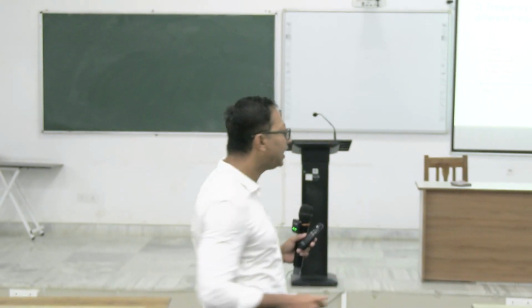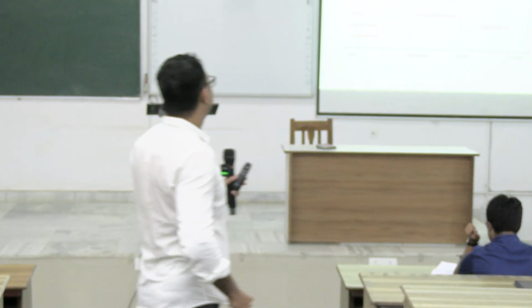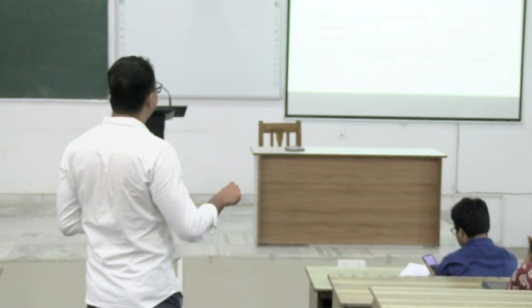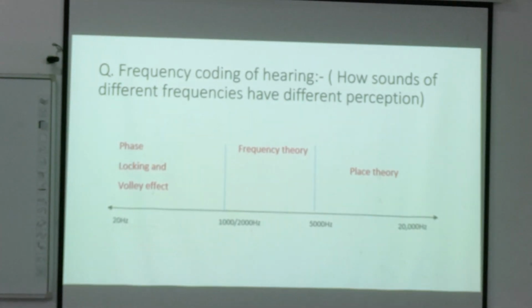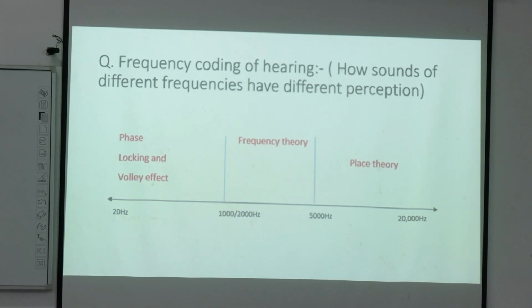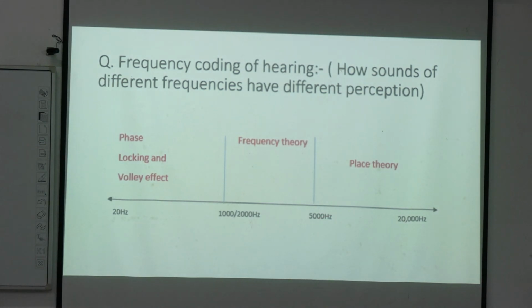Now, how do we understand which sound has low frequency and which has high frequency? How to differentiate between a low frequency sound and a high frequency sound. Not very important for theory purposes, but maybe asked in the Viva examination. So 20 Hertz to 1000 or 2000 Hertz, we have phase locking and Wever effect. 2000 to 5000 Hertz we have frequency theory, and 5000 to 20,000 Hertz we call it place theory. The most important is 5000 to 20,000 Hertz because the range is high.